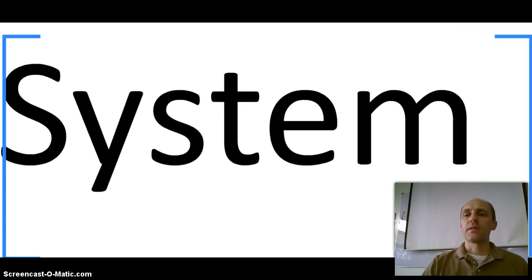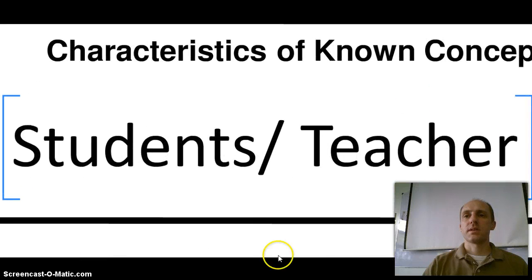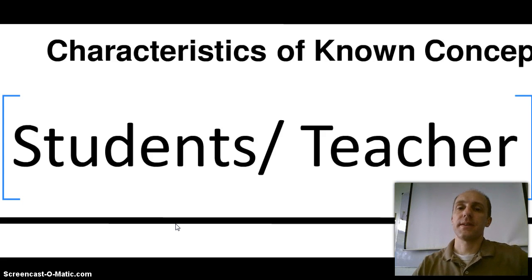Okay, now I'm going back over to the first column over here, which is the known concept, so characteristics of a known concept. In that first box, go ahead and write students and teachers. If we look at a school as a system, the students and the teachers are definitely part of that. They are kind of like the building blocks to the school. Without them, the school really wouldn't have a purpose.